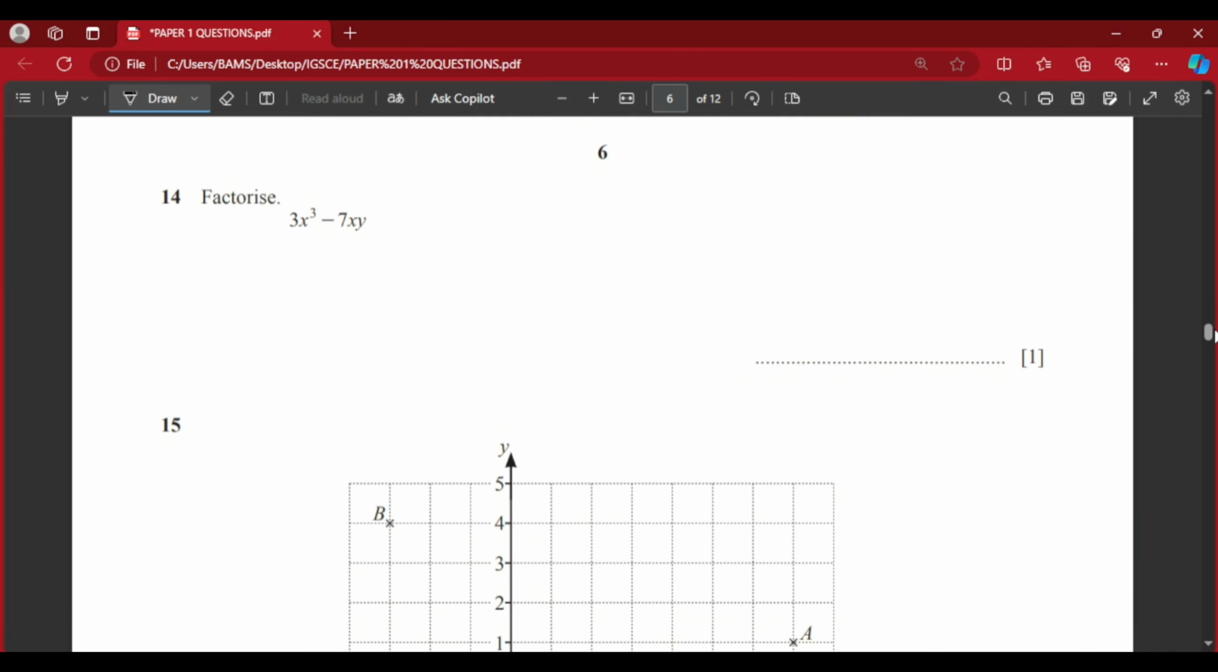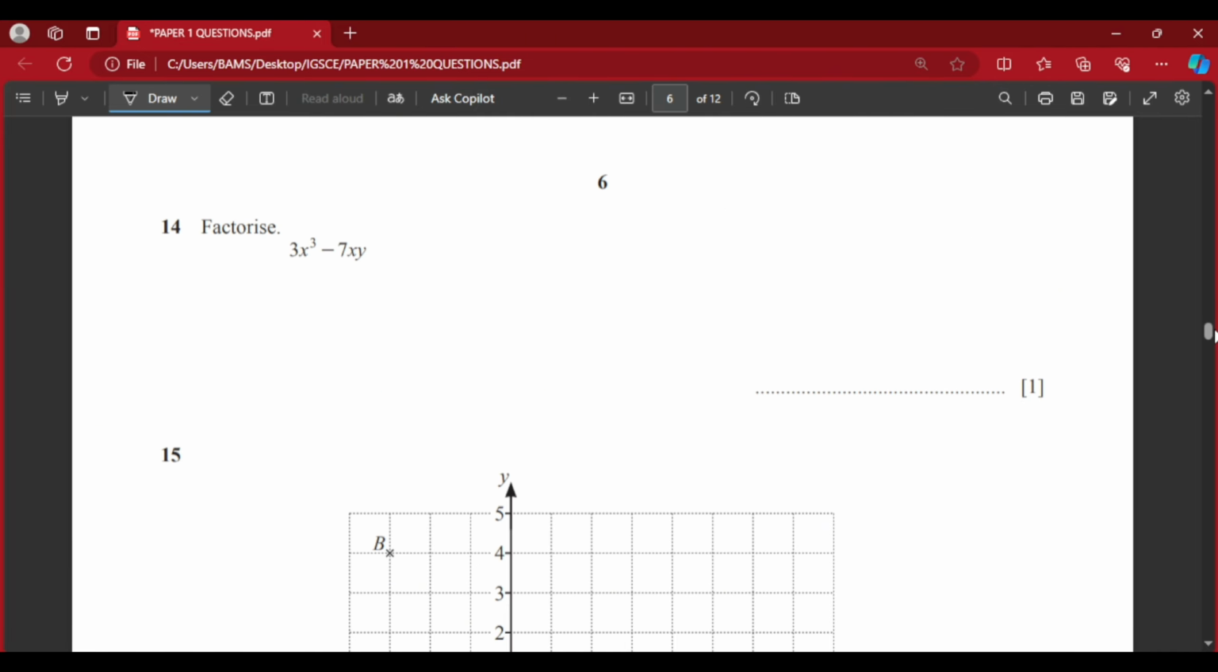Question 14. We want to factorize 3x cubed minus 7xy. So when we say factorize, we mean you should bring out those variables that are looking alike. So what can we see here? I can see x, so I'll bring out x. So it's remaining 3x squared minus 7y. And that's all. So my answer here will be x into 3x squared minus 7y.